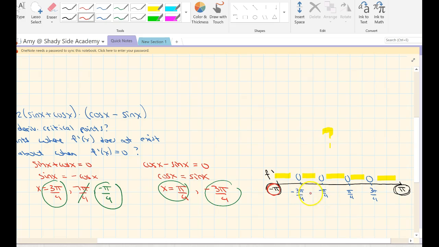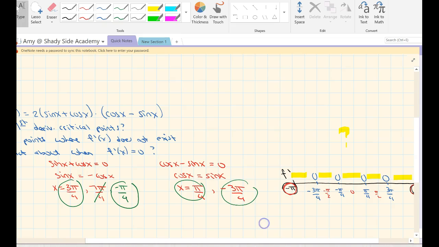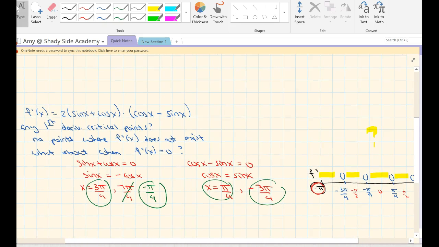You know what convenient angle lands right between these two? Oh, I love it. Negative pi over 2. Okay? 0 lands right in here. Pi over 2 lands here, and pi right here. Now, I have to test the sign, right? Where's f prime? Where's f prime? Here's f prime. Here's f prime. Here it is, f prime.